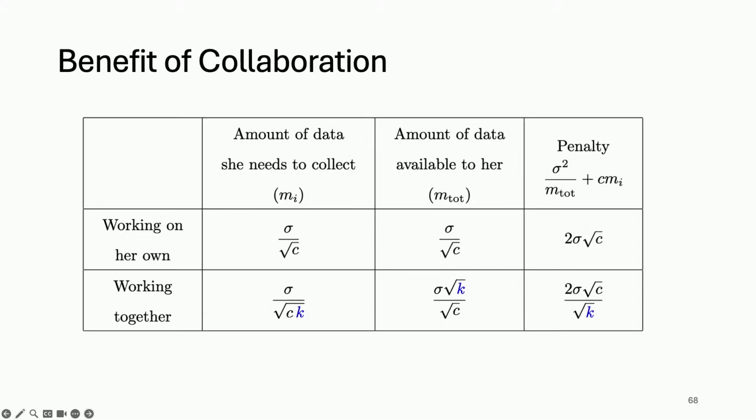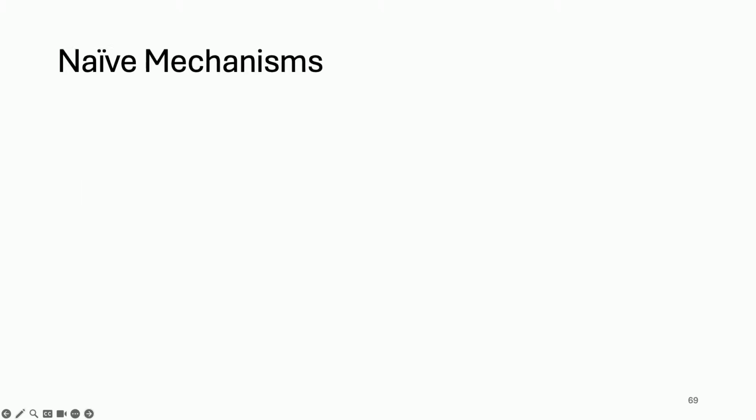So collaboration can benefit every agent, because if they work on their own, then their penalty is 2 sigma times the square root of C. But if they work together, they will reduce their penalty by a factor of 1 over square root of K. And now consider mechanisms.